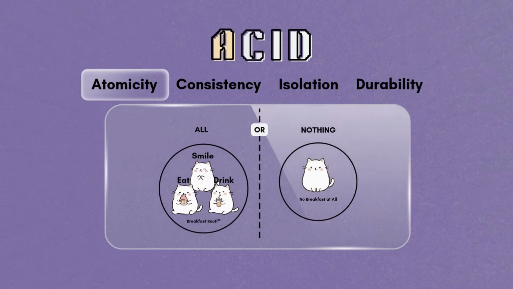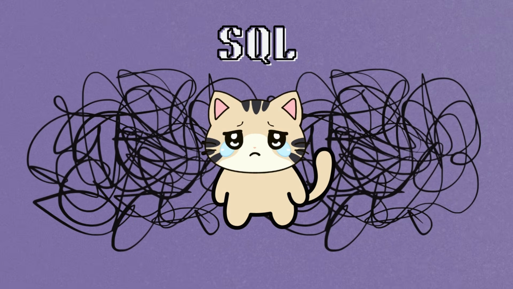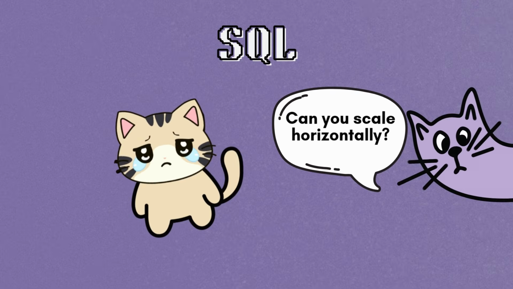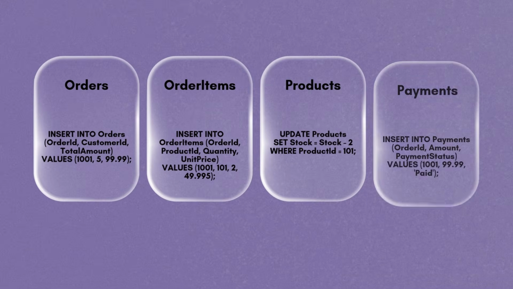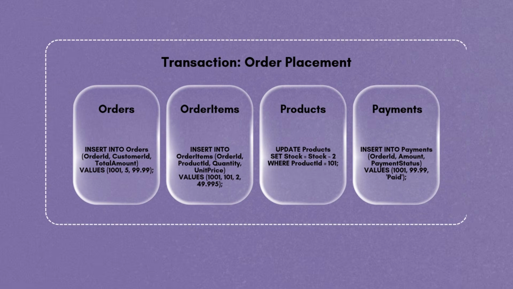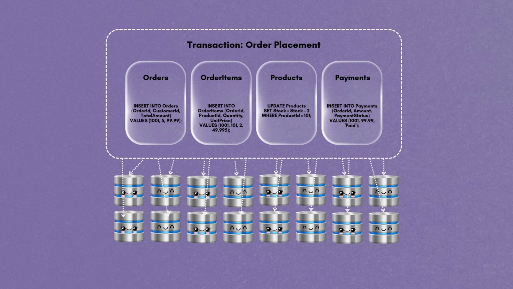So when ACID is important for your system, SQL databases are usually the right choice. Then what's the downside for SQL databases? It's hard to do horizontal scaling. Imagine a single transaction updating 4 tables. Keeping that transaction ACID compliant across dozens or even hundreds of servers becomes difficult and expensive.